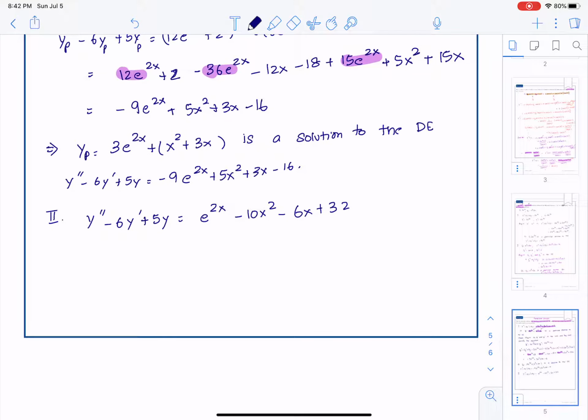Is it feasible? So let's see. Multiply and divide by negative 9. And I am going to pull a negative 2 out. I have 5x squared plus 3x minus 16. So which would simply mean negative 1 over 9 multiplied by negative 9 e raised to x. That is the first right-hand side of the previous equation.